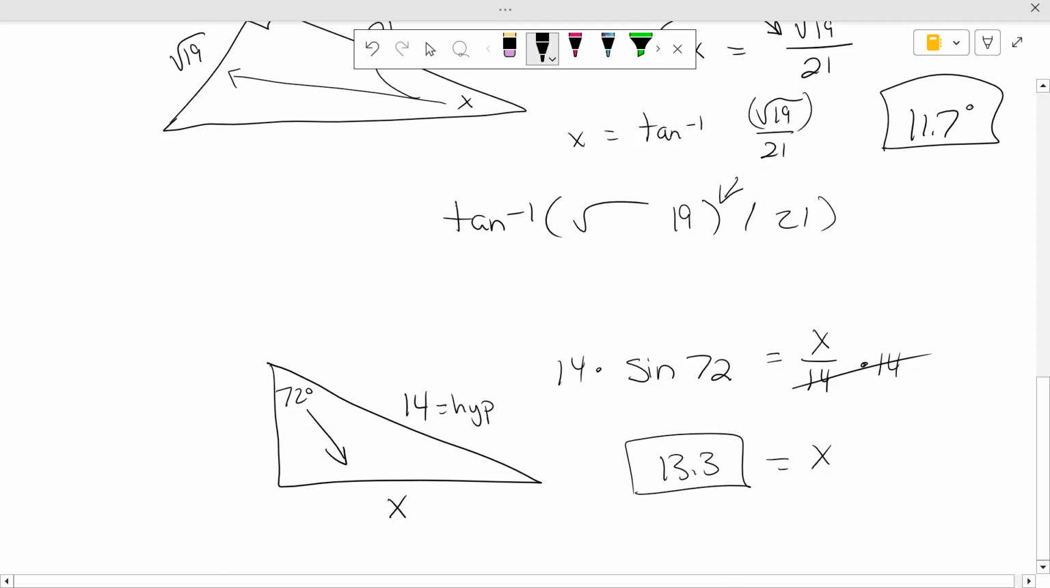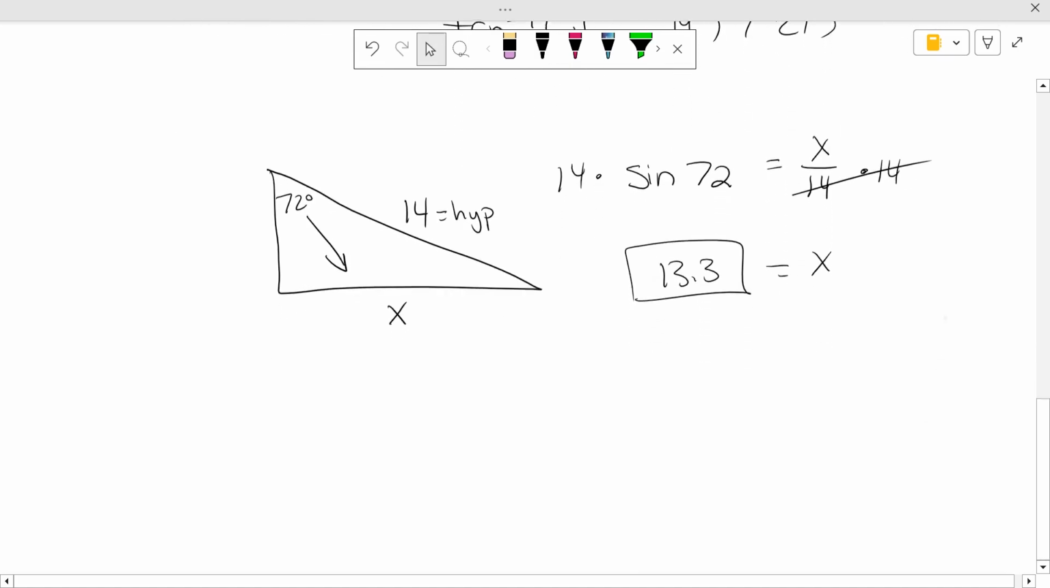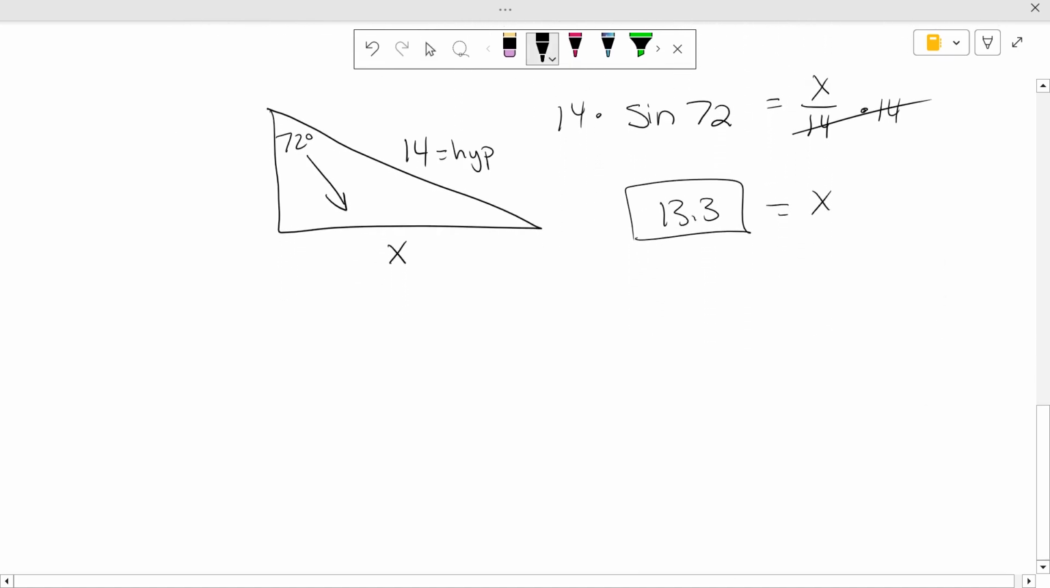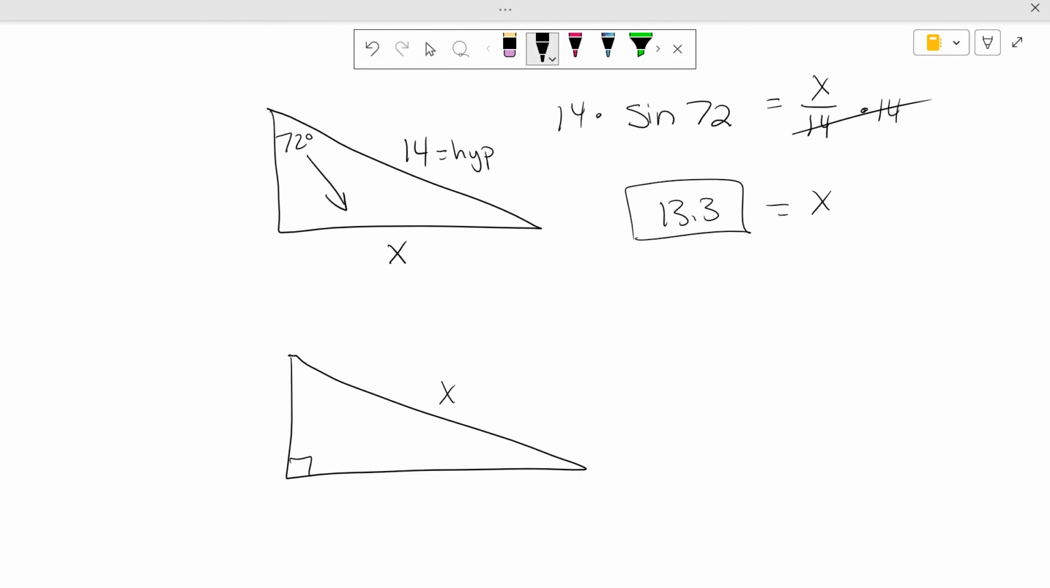Okay? If it doesn't say in the directions what to round to, let's round to the nearest tenth, but I think it probably says in the directions today. Now, that one's not so bad. It's when you have the hypotenuse, that's x. Let's go.